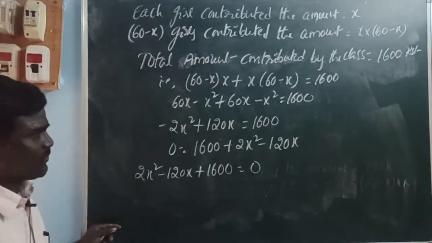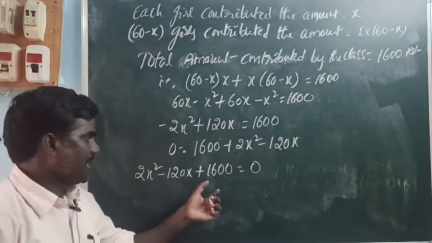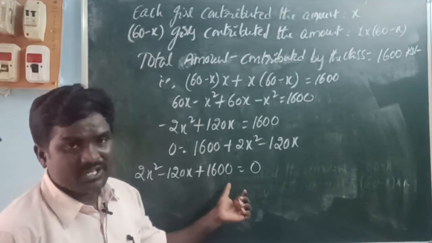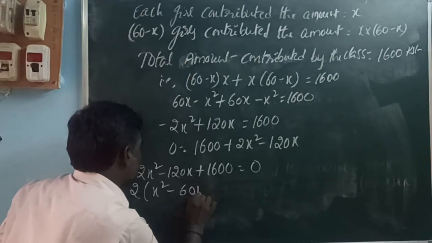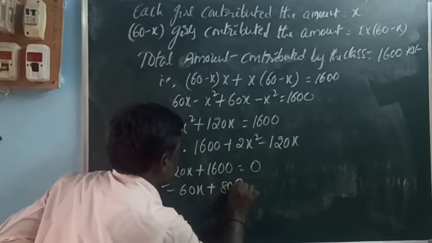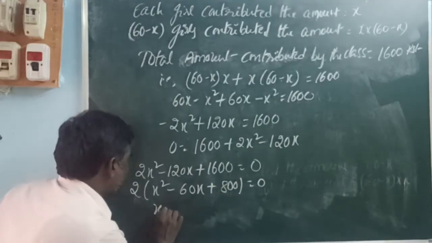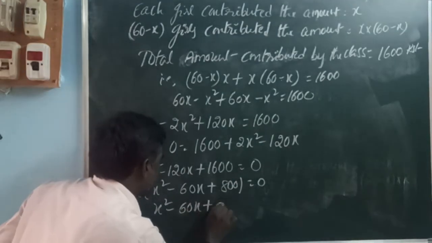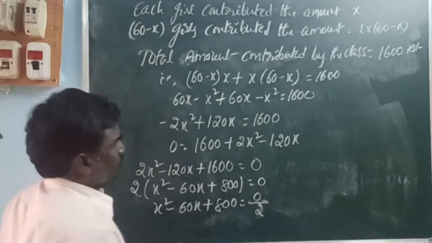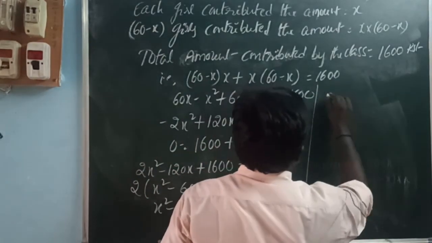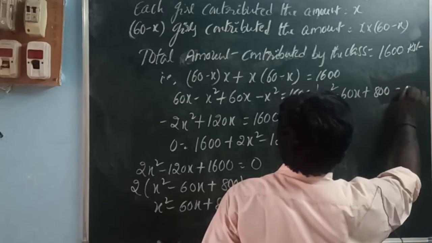2x square means 2 into x square. 120x means 2 into 60x. 1600 is 2 into 800. So 2 of x square minus 60x plus 800 is equal to 0. The 2 is multiplied, so we divide by 2. x square minus 60x plus 800 is equal to 0 by 2, and 0 by anything is 0. So x square minus 60x plus 800 is equal to 0.